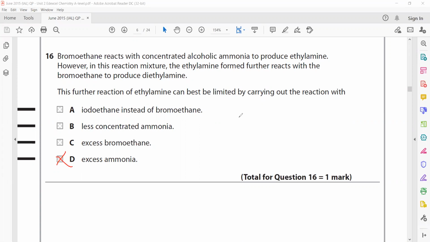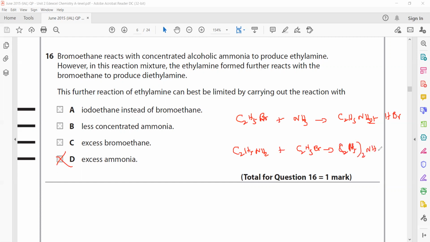Bromoethane, C2H5Br, is reacting with ammonia. This results in the formation of C2H5NH2 plus HBr. And this C2H5NH2 further reacts with another bromoethane, and that will result in (C2H5)2NH plus HBr.